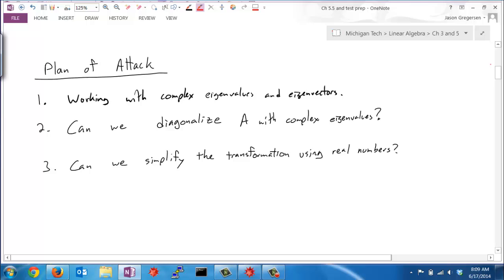All right, our plan of attack for today is to work with complex eigenvalues and eigenvectors. We did the eigenvalues. Now we have to see if we can get eigenvectors from there. After that, the question will be, can we diagonalize A with these complex eigenvalues? That was a priority. So now can we do it when we have complex values? And then the last one is, can we simplify the transformation using real numbers? So we somehow translate the information we get from these complex systems to maybe real numbers where they actually mean more to us, where we kind of see what they do. Those are the 3 goals for today.